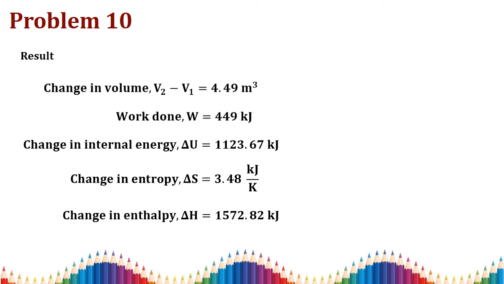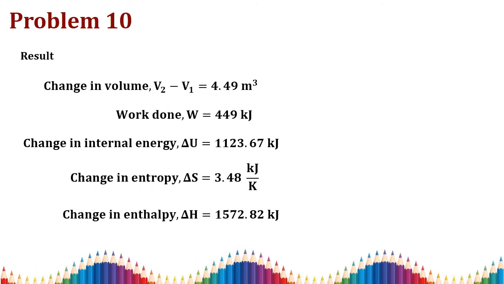So as a result, the change in volume is 4.49 meter cube, work done is 449 kilojoule, change in internal energy is 1123.67 kilojoule, change in entropy is 3.48 kilojoule per Kelvin, and change in enthalpy is 1572.82 kilojoule.